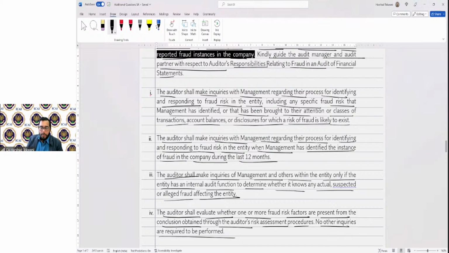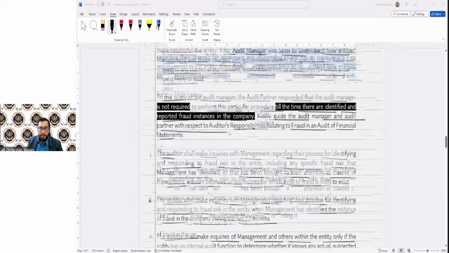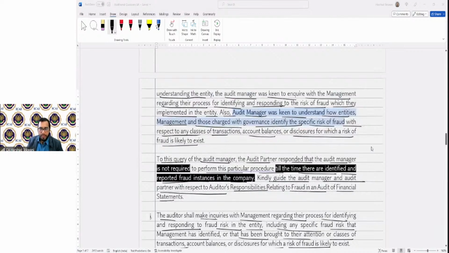See, now, again, as I said, very important concept. Reason because what is the responsibility of an auditor with respect to fraud risk? Now, when I talk about a particular fraud risk, what auditor is required to do? Audit manager was keen to understand how the entity, management and those charged with governance identify specific risk.